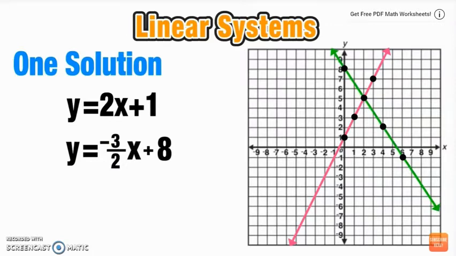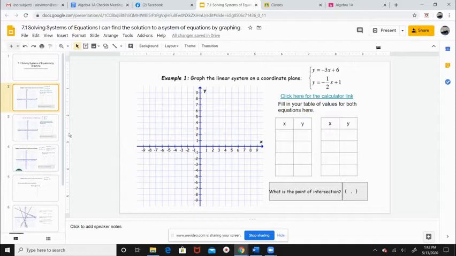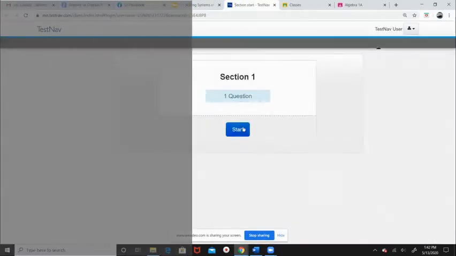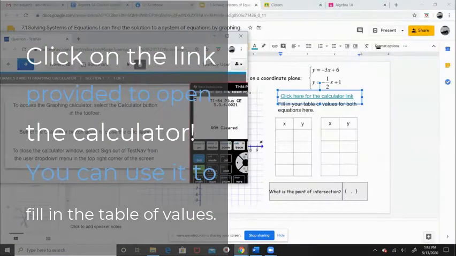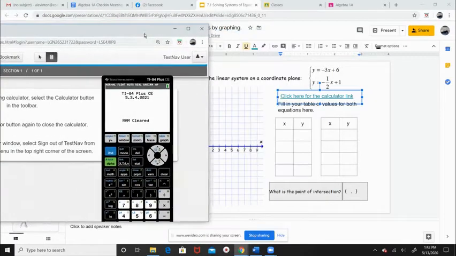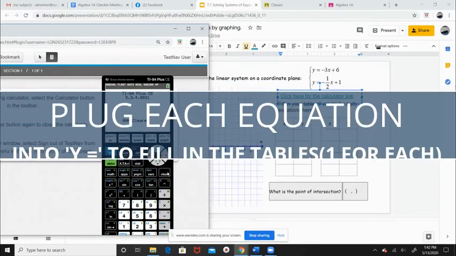So the first thing that we want to do is make sure that we have our calculator up and running so that we can graph these points, if that is something that you ordinarily use. So let's go ahead and open it up. Now that we have our calculator available to make our points for the graph, I'm going to plug in the first equation into the y equals function.